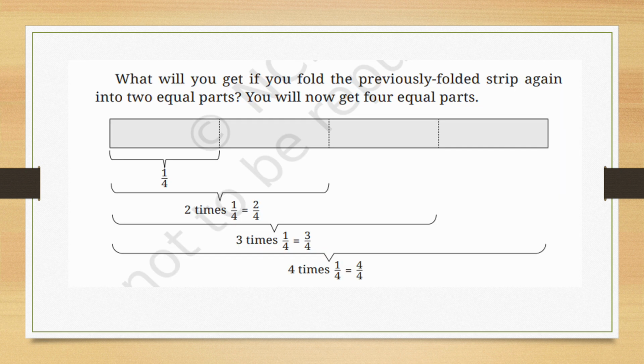What will you get if you fold the previously folded strip again into 2 equal parts? You will now get 4 equal parts like this. In this picture, you can see, here you have 4 parts. So, each part is 1 by 4. If you take 2 parts, then it is 2 times 1 by 4, that is 2 by 4. If you take 3 parts, it is 3 times 1 by 4, that is 3 by 4. If you take 4 parts, then it is 4 times 1 by 4, that is 4 by 4, which is equal to 1.